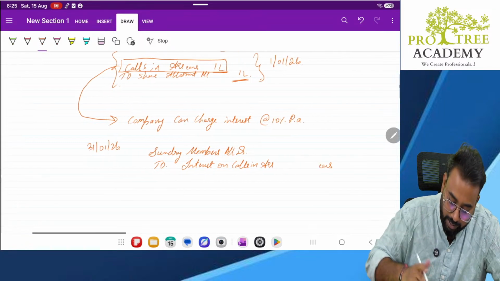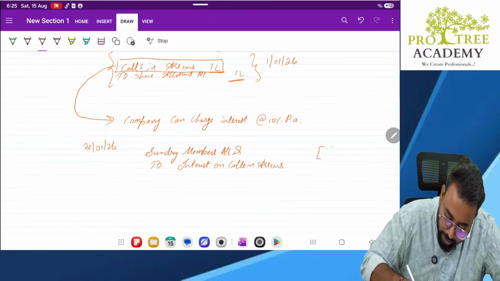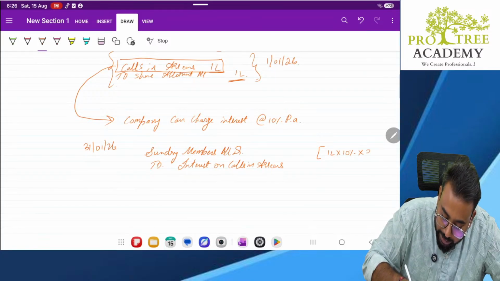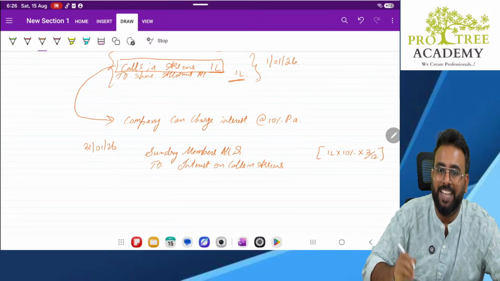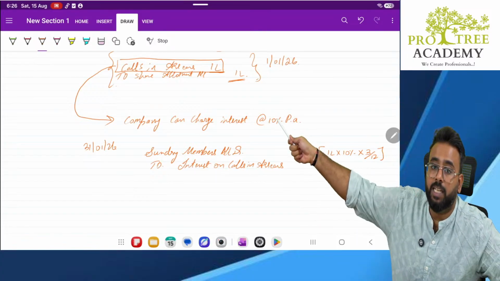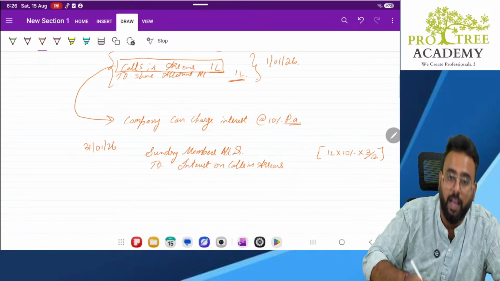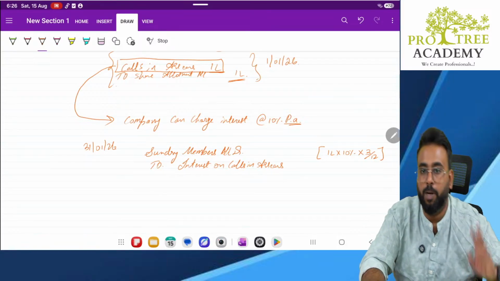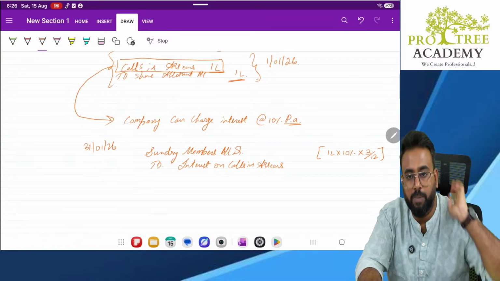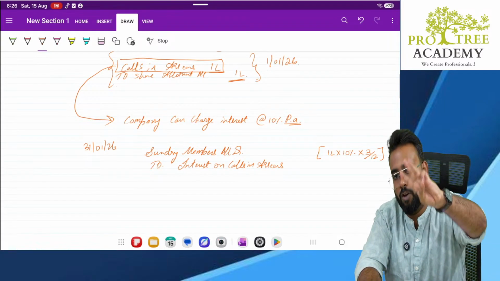Calls in arrears. Now how much will be the interest, sir? Interest will be 1 lakh into 10% into 3 by 12. Sir, why 3 by 12? See, 10% is the interest for the entire year, per annum. Annually you can charge 10%. But how many months have passed? Only 3 months have passed. So we'll collect interest for 3 months.